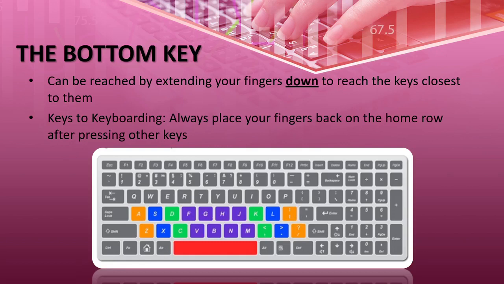Now move to the next key, the bottom key. You can see here the bottom keys: Z, X, C, V, B, N, M, comma, period, question mark, division, less than, greater than. These all are the bottom keys. They can be reached by extending your fingers down to reach the keys closest to them. For example, our ring finger of the left hand is put on the S button.